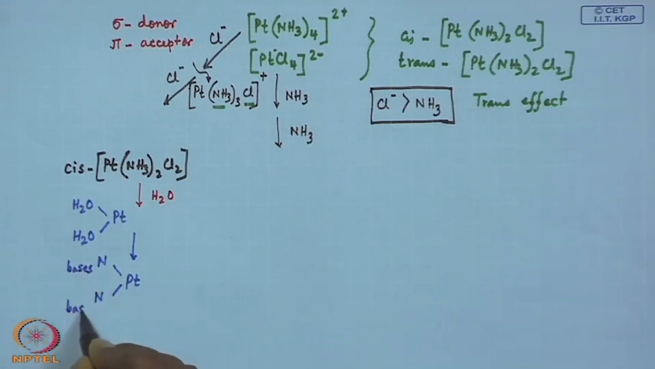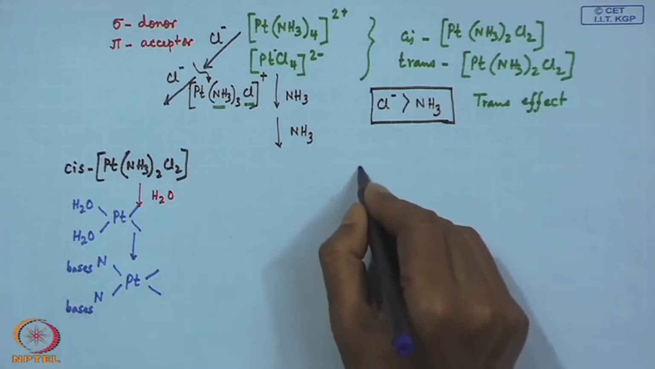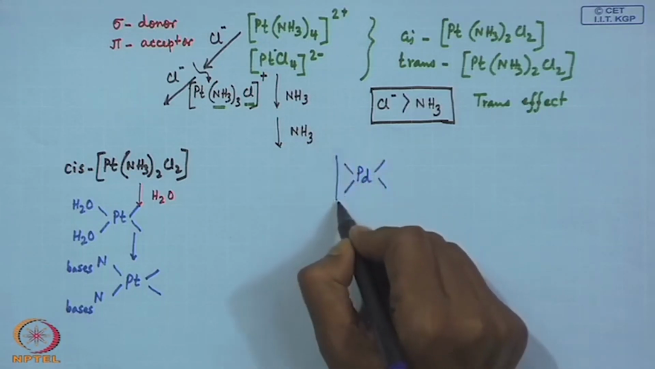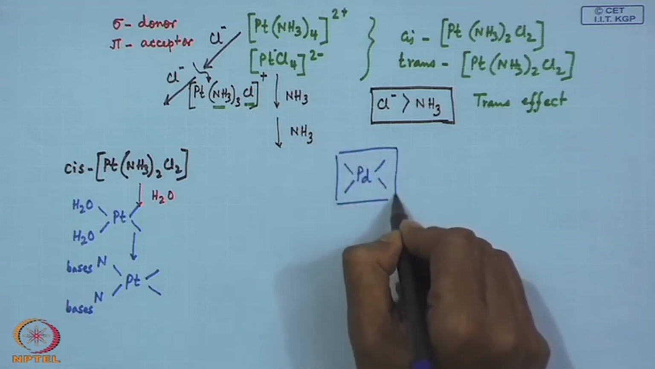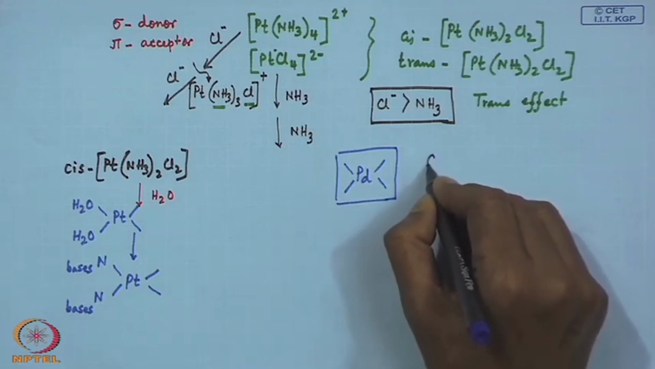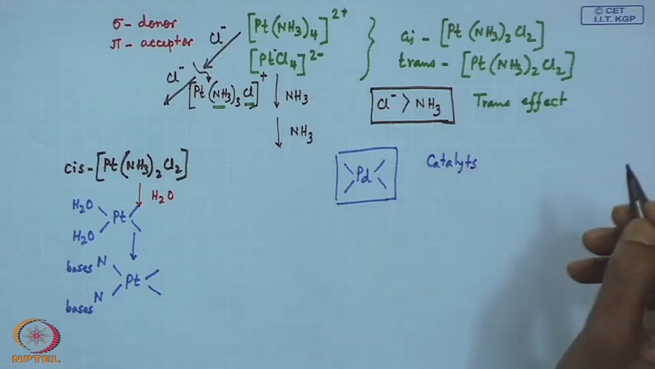So, the nitrogens of the different nucleobases can provide these nitrogens to attach to this platinum center. All these things are related to the corresponding trans effect of the groups on the platinum center. Similarly, it can show the same type of effect for the different palladium compounds, because these square planar palladium compounds, rhodium and iridium compounds also, we all know that they are very good catalysts.